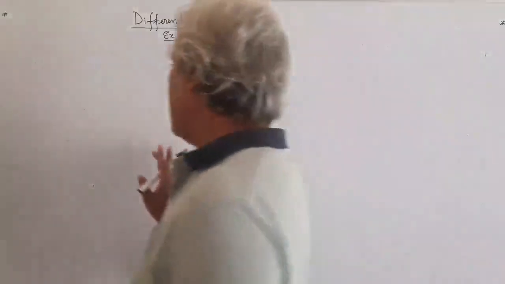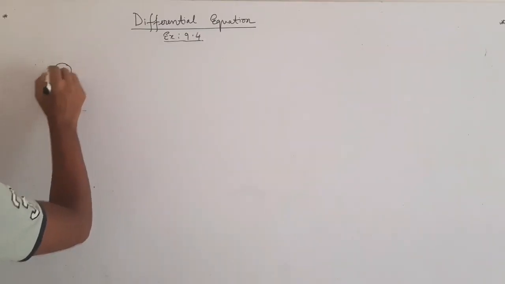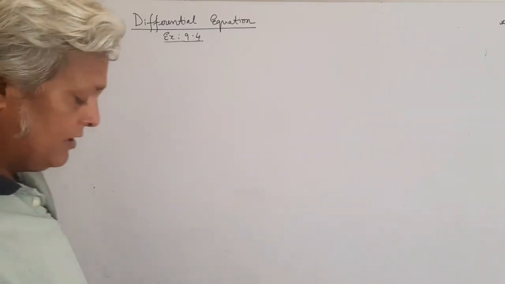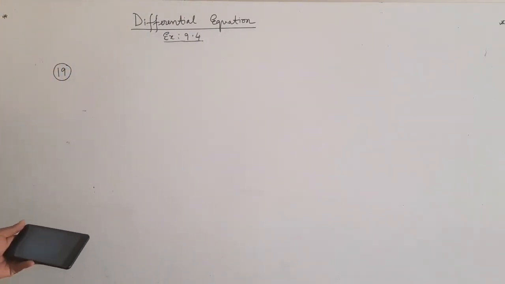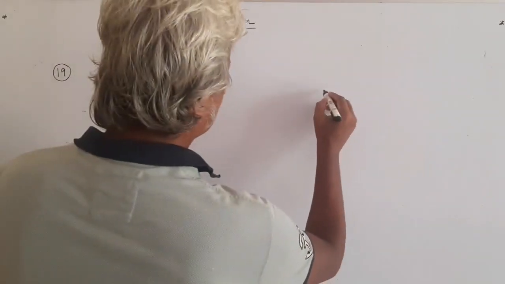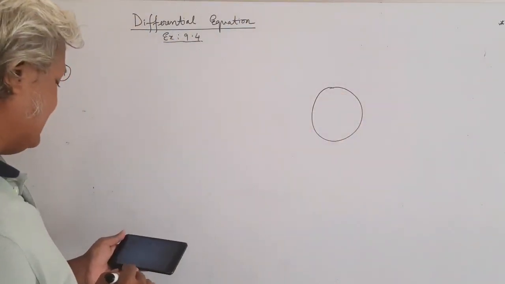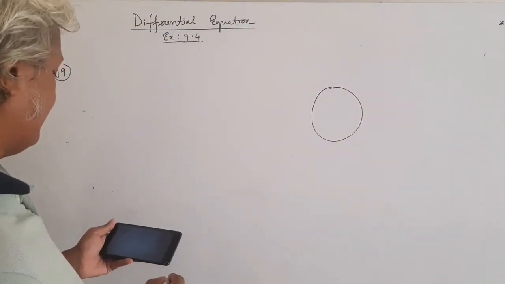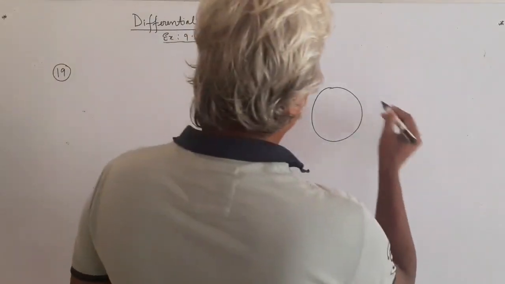Now without wasting your time, I am solving question number 19. I have taken a photograph of the question. It says that the volume of a spherical balloon is inflated. So just assume that you have a spherical balloon, and its volume is inflated at a constant rate, meaning the volume is changing.